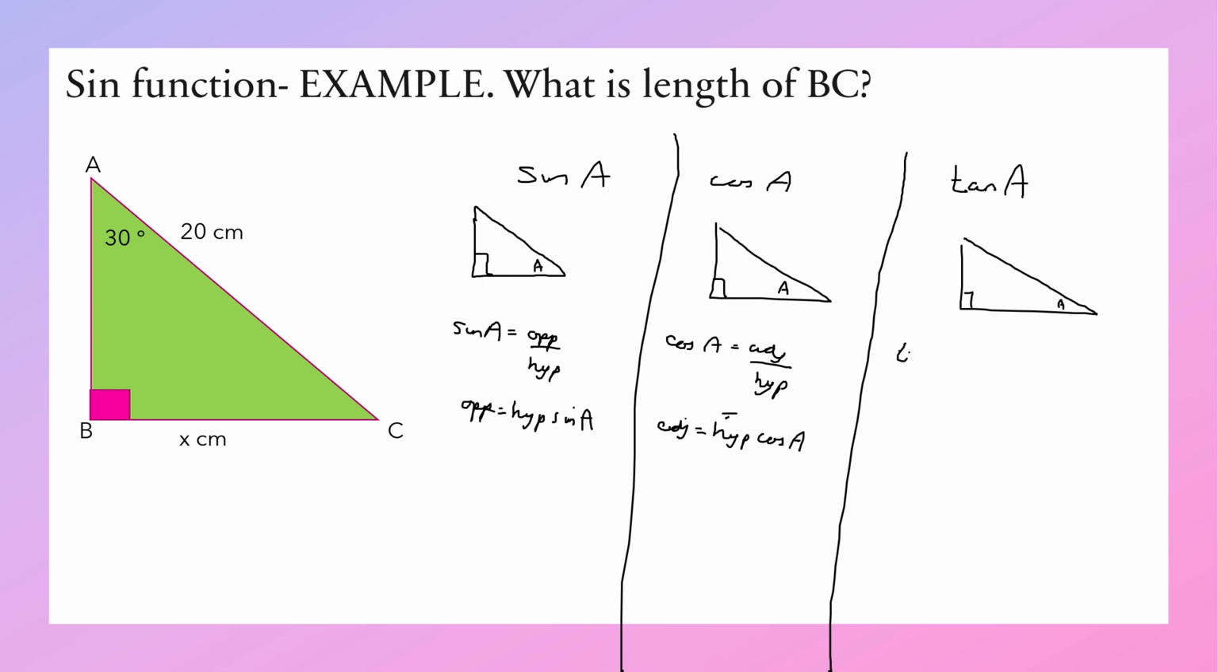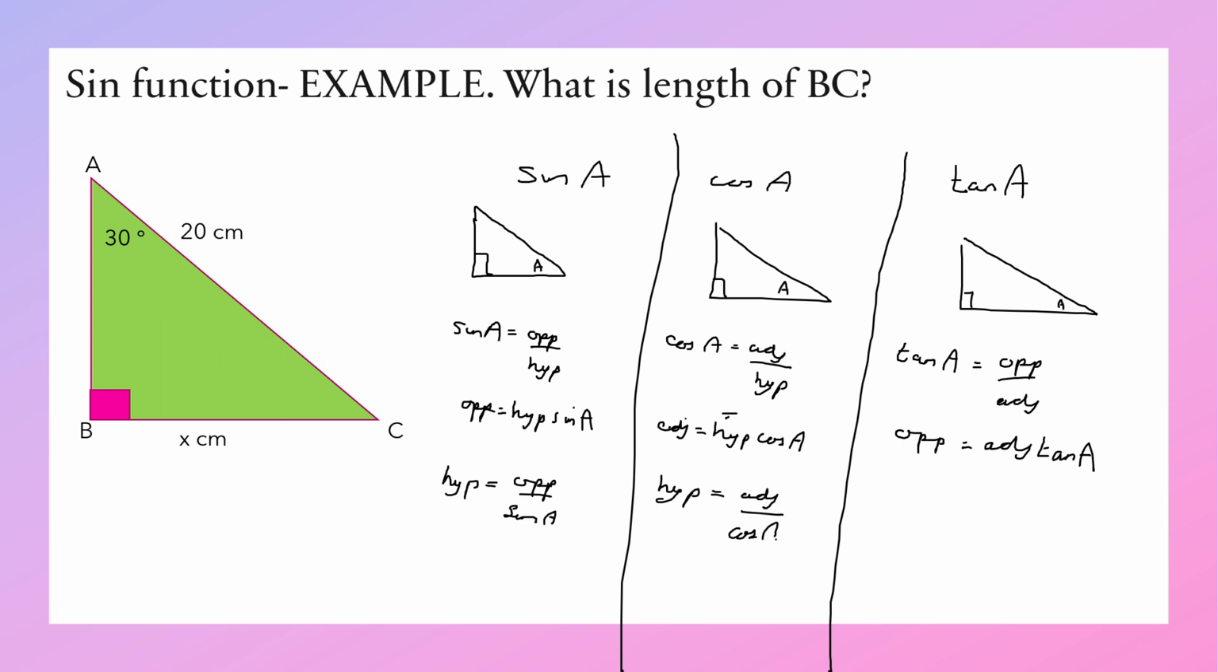And then we said for tan A, that is equal to opposite over adjacent. So then opposite is equal to adjacent times tan A. How did we get to hypotenuse? Well, hypotenuse is always going to be opposite over sine A. Hypotenuse here is going to be adjacent over cos A. And what's adjacent going to be? It's going to be opposite over tan A. So if you think about it, we have multiplication here, and we've got divide functions here. I thought this might help in summarizing it.